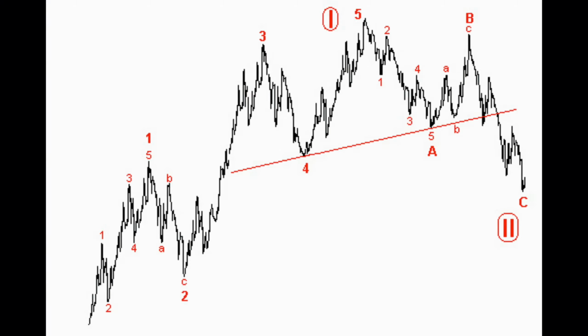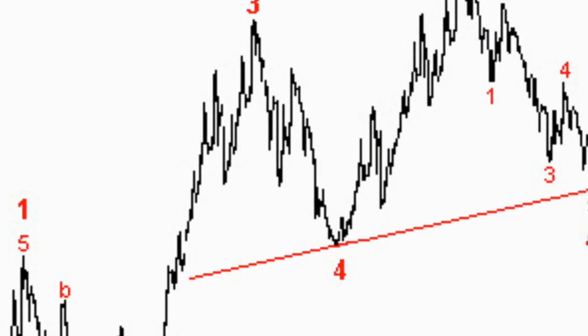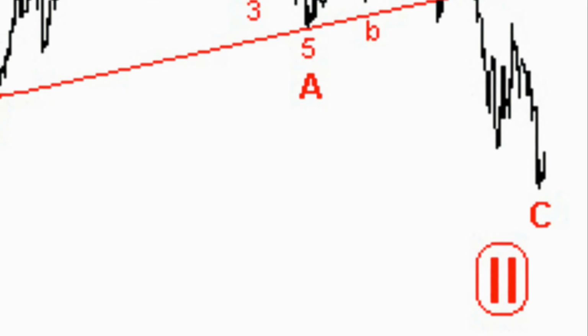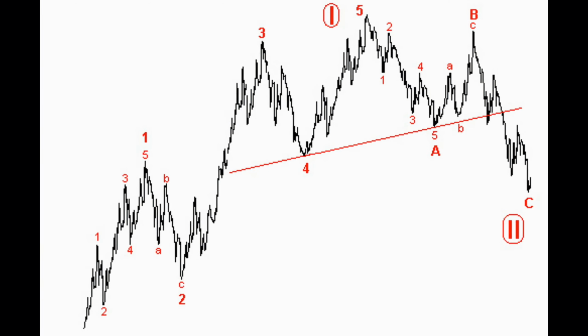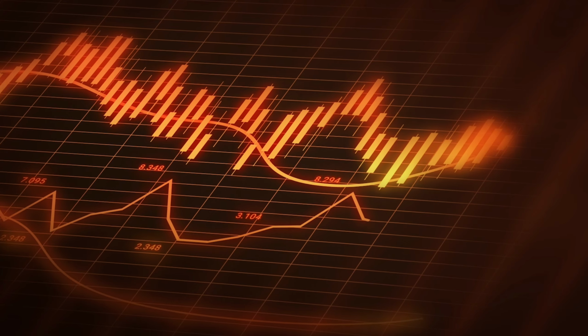Let me show you how all of this looks on a chart. Here is the first wave, the second, the third, the fourth, and the fifth. And then wave A, B, and C. By noticing the formation of part of this structure on the chart, we can, with a high degree of probability, predict the further movement of the price. This theory will also serve as a good confirmation or refutation of your analysis.